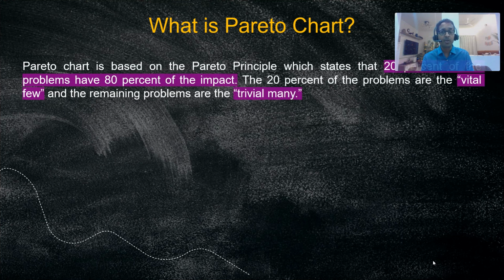So as I've told you, the Pareto chart is based on the Pareto Principle, which states that 20% of the problems have 80% of the impact. What that means is you're doing a project and you come up with a list of problems, in whatever area you're working on, out of which just 20% of the problems are the vital few and the remaining problems are the trivial many. That means the impact created by just this 20% of all the problems you have identified has a very significant impact on the business. I think that is specifically the crux of the Pareto principle.